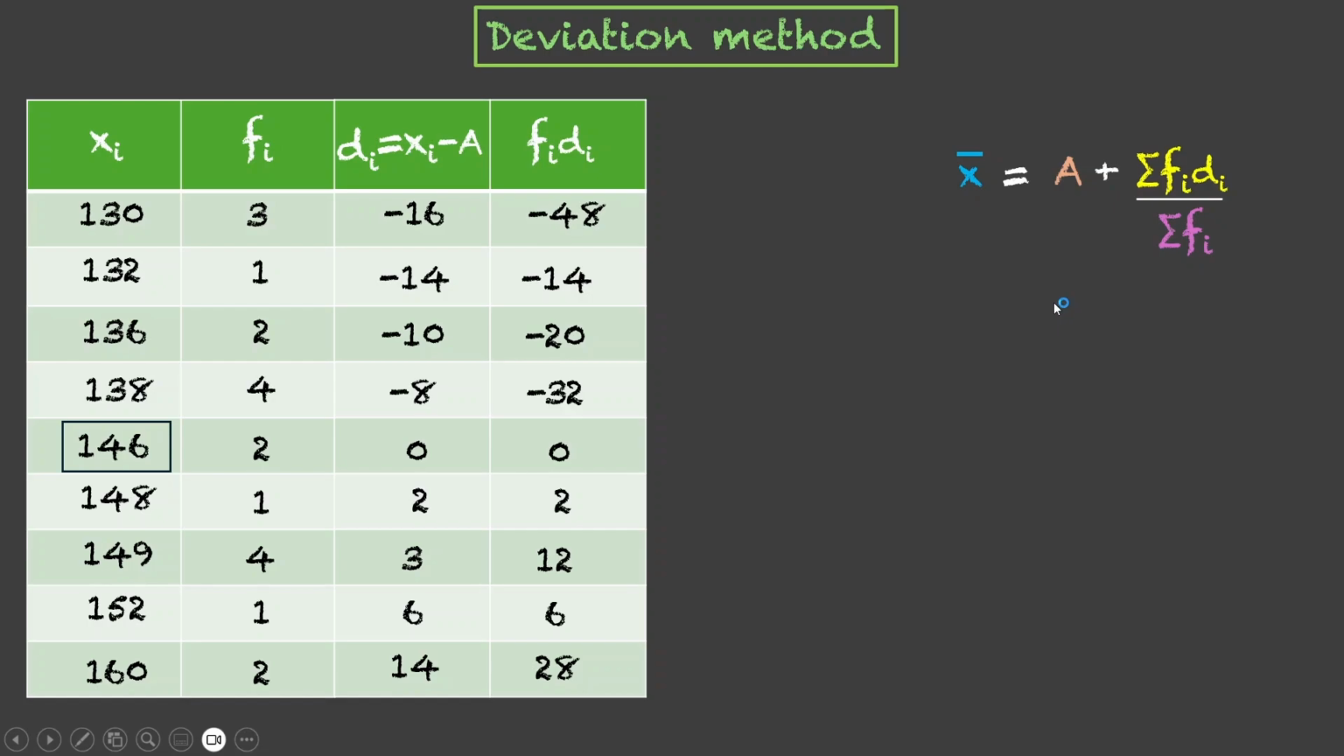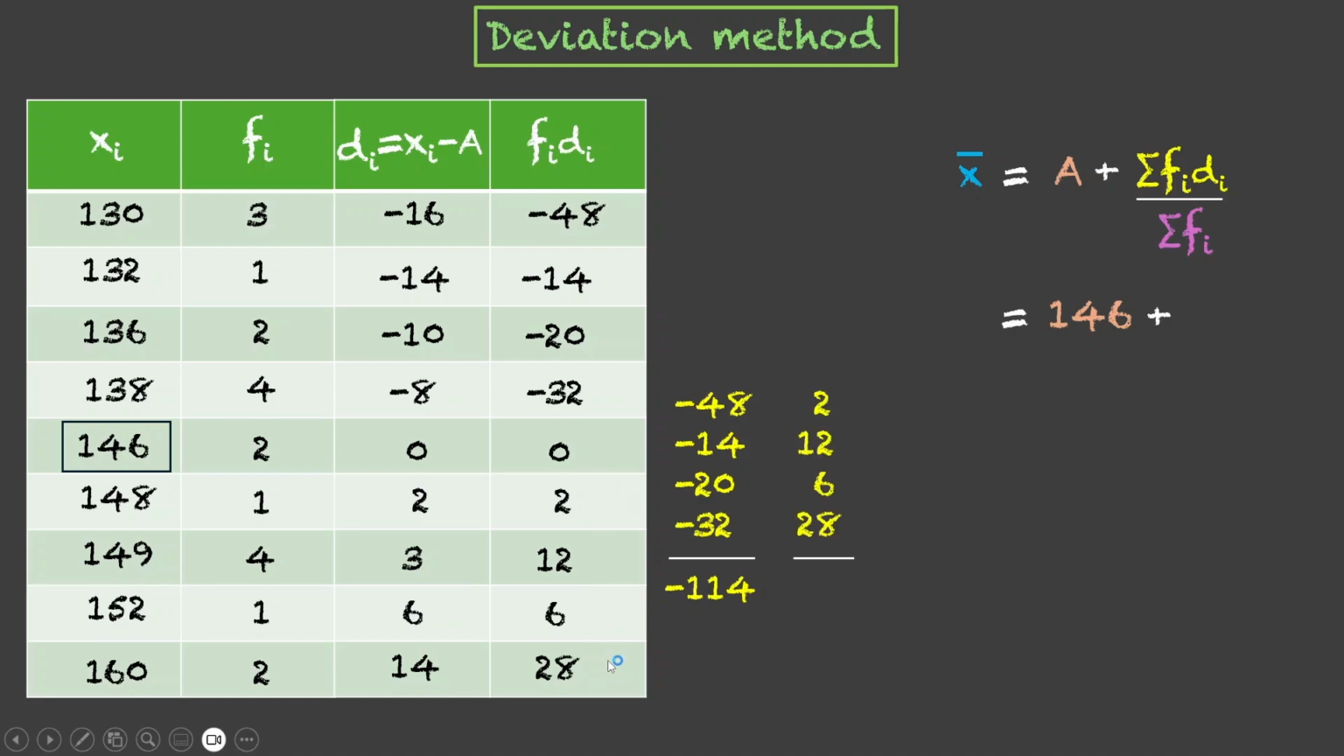So let's write down the assumed mean. We already have it, 146. We do not know the sum of fidi, so let's calculate it. Let's first sum up all these negative values. This will be 8, 4, 12, 14, negative 114. Okay, now let's sum up all these positive values as well. 0, 2, 12, 6, 28. This is 48. So we have minus 114 plus 48, which is minus 66. So the sum is minus 66.